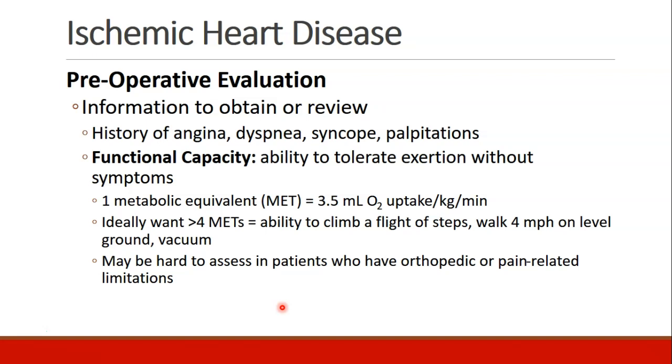This is usually done in METs. A MET is a metabolic equivalent. It happens to correspond to about 3.5 milliliters of oxygen uptake per kilogram of body weight per minute. 4 metabolic equivalents, or 4 METs, means the ability to climb a flight of steps, walk 4 miles per hour on level ground, vacuum the house.